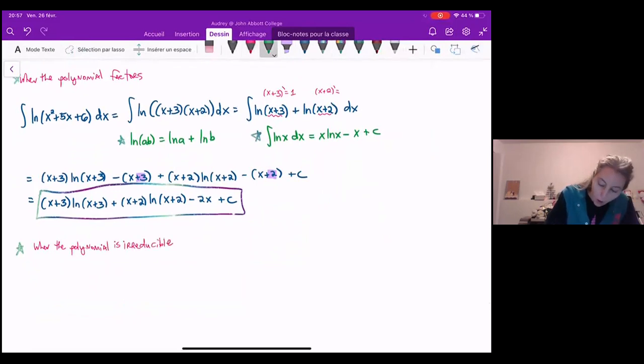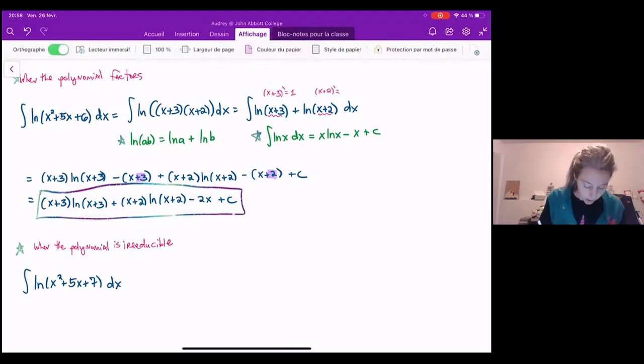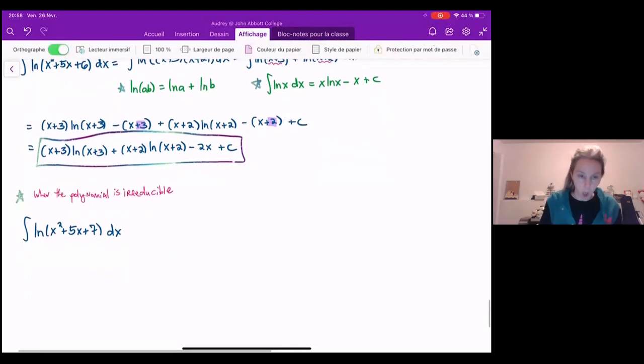And we're looking at almost the same integral. We're just going to stick a 7 there instead of a 6. Okay, so because that polynomial doesn't factor, I can't apply my ln AB rule in the same way that I did in the previous question. So the question is, how do I start this integral? And the answer is integration by parts.